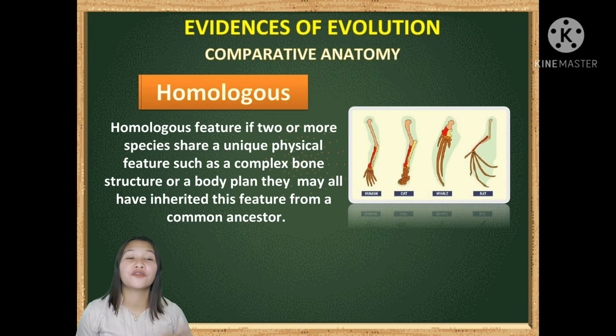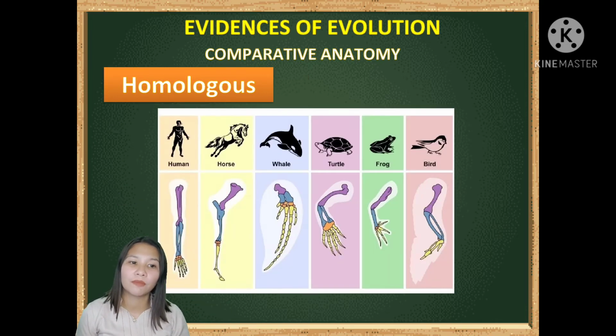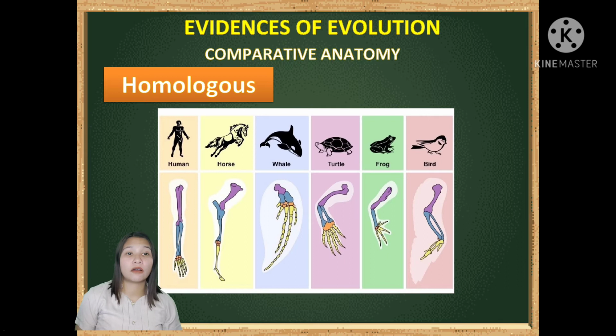Homologous features: if two or more species share unique physical features, such as complex bone structure or a body plan, they may all have inherited this feature from a common ancestor. One example of a homologous feature is the four limbs of human, horse, whale, turtle, frog, and the bird. They look pretty different on the outside. However, if you look at the bone structure of the four limbs, you find that the pattern of bones is very similar across species, and sometimes organisms have structures that are homologous.